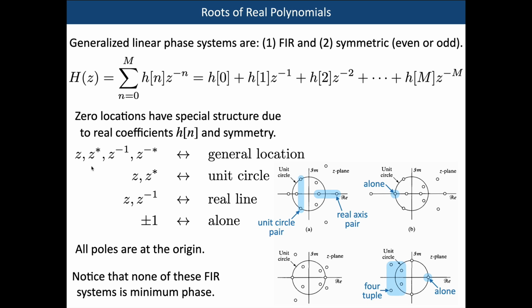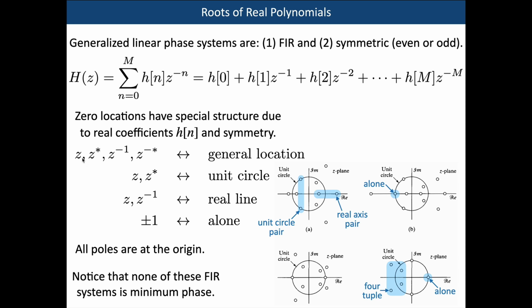So first of all, for roots at general locations in the complex plane, and that'll become a little bit more clear as we go through the list here, those roots will appear in a foursome. So if you find a root at z, you will also find a root at z conjugate. And you'll also find a root at z inverse. And you'll also find a root at z inverse conjugate. We know a little bit about the locations of these roots. The locations of a conjugate pair are pretty obvious. They're at reflected points across the real axis.